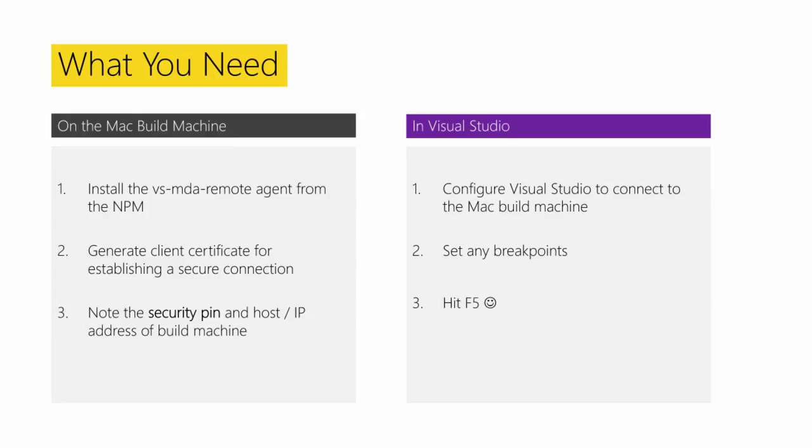Speaking of which, let's go to the Visual Studio side of the equation. In Visual Studio, you just need to configure the settings to let it know of both the existence of the Mac build machine and the security pin it needs to communicate with it. Once you've done that, you're pretty much in the clear. All you have to do is set any breakpoints that you want in your code, hit F5, and all of the standard debugging functionality you're probably very familiar with will come into play. I'm going to show you a demo of all of this.